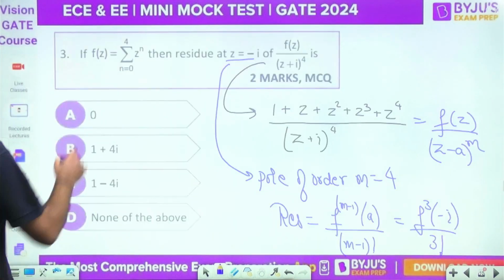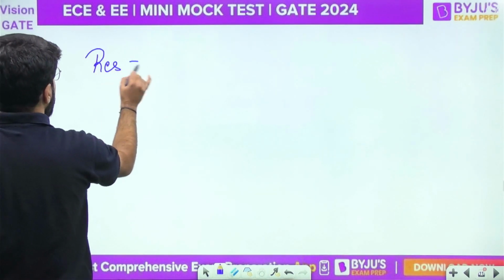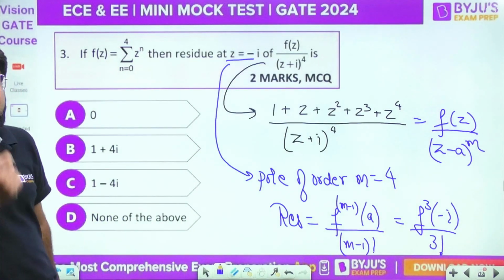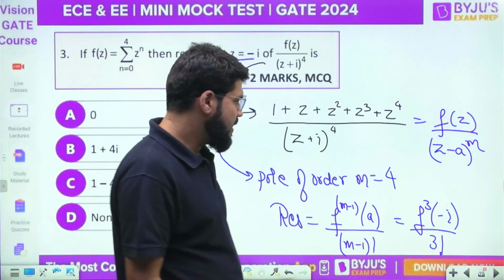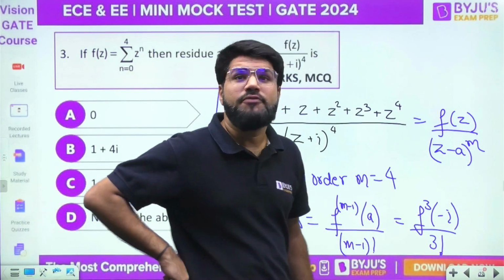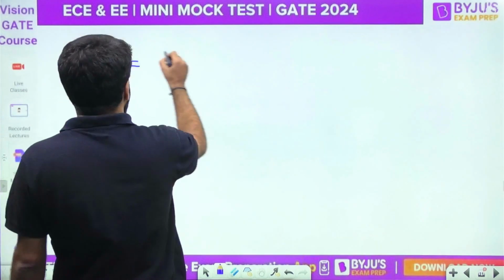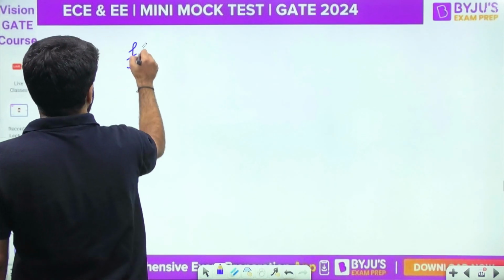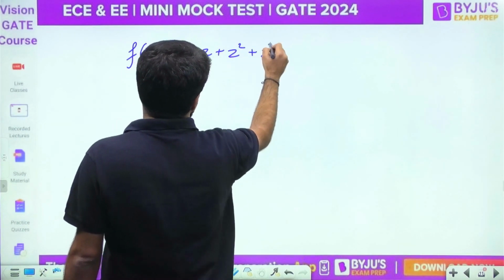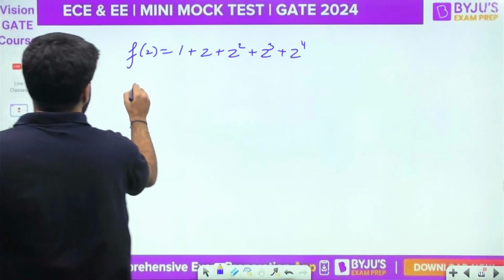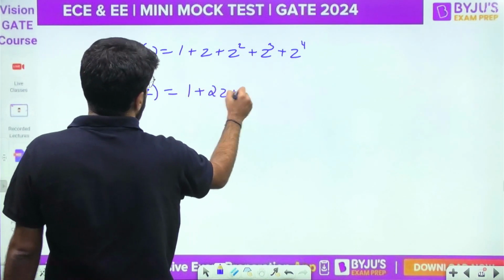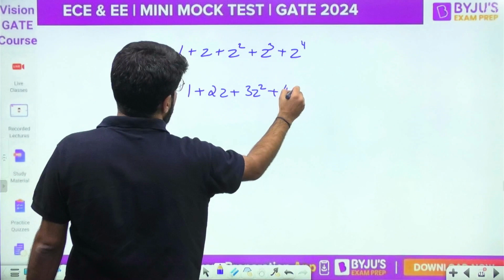Let's move on. So what should be the value of the residue? f'''(minus i) divided by the value of factorial 3. So remember, f''' is not f cube, that is the third derivative. So we have f(z) equal to 1 plus z plus z square, z cube, z power 4. Let us calculate the derivatives first. What is f'? It is 1, 2z, 3z square, 4z cube.